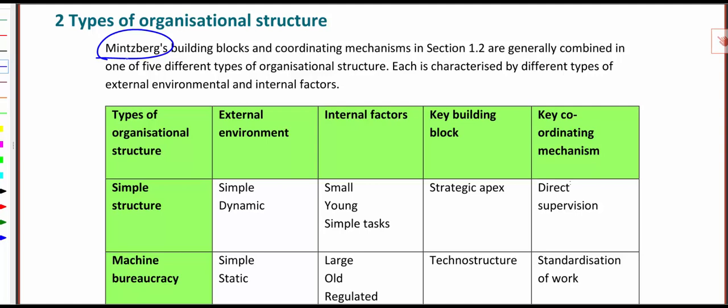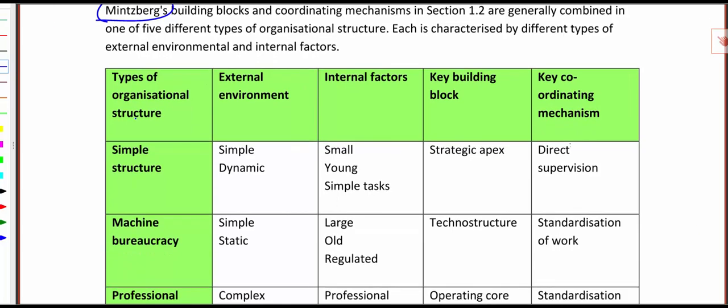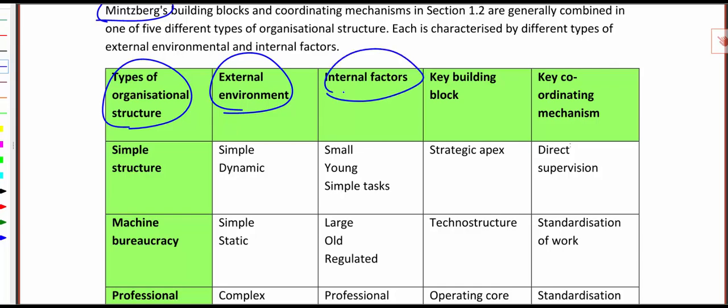And what this table sets out to do is try and look at different types of structure in line with Mintzberg. So you can see we've got a column here for the structure, a bit of information about the external environment and what the external environment might be like for this particular structure, and we're actually going to come on and have a look at external environment in more detail later. Internal factors, so what the business is going to be like internally, what the key building block from Mintzberg's model was, and then thinking about what the key coordinating mechanism is.